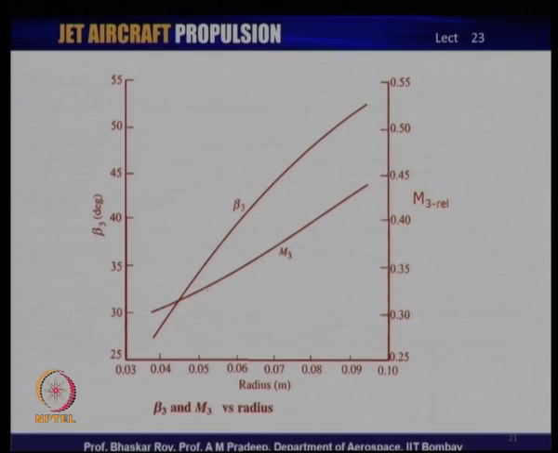So, let us look at this solution in a graphical manner. Beta 3 is shown over here and M 3 relative on the other y axis, and the change of radius across, as we can see. M 3 varies along this line path, and beta 3 varies in a slightly different manner. Both of them, of course, go up from hub to the tip of the exit of the turbine. So, this is what the solution of a radial flow turbine is.